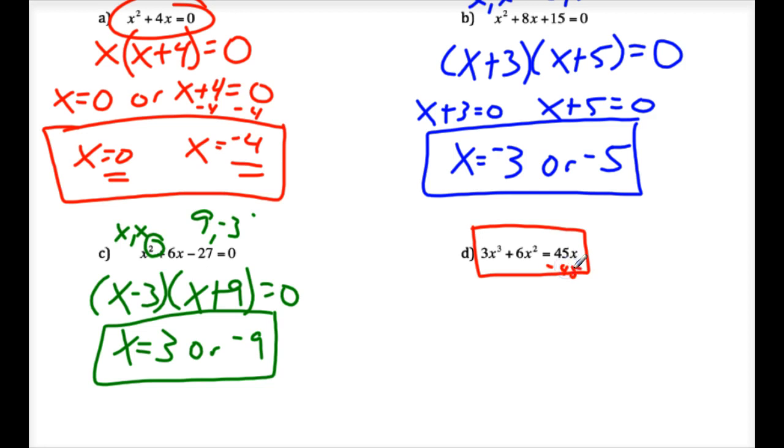Subtract 45x from both sides, and what do we write equals 0 again? And then you write x equals 0 on the right hand side. We have a GCF. Let's go. 3x cubed plus 6x squared minus 45x equals 0.